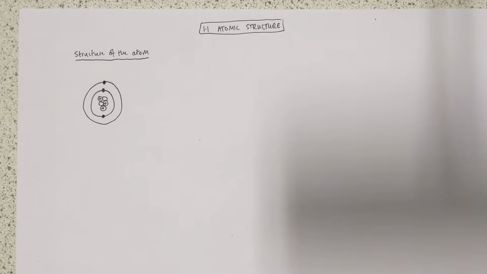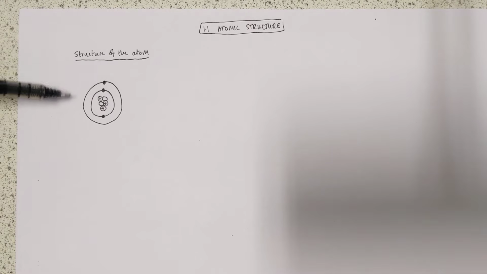So we're going to have a little look at some revision on the first topic in Year 11 Chemistry, which is 1.1 Atomic Structure. So the first little section in this topic is about the structure of the atom. So what you have to know is what the atom looks like, and what the different parts of it are, what the different names of those parts are, and where you find them.